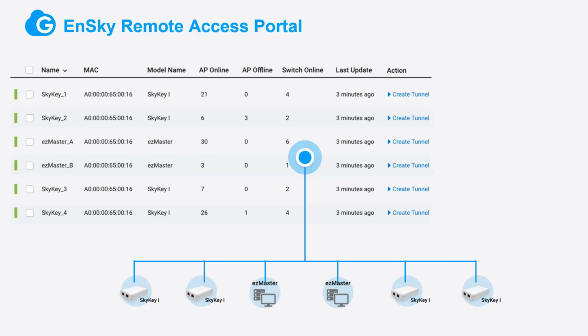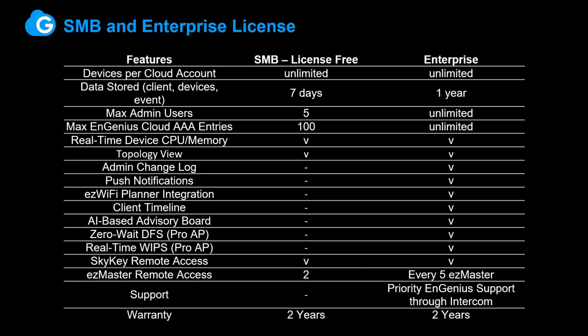And this is the status page, which allows you to see the number of SkyKeys that are registered and how many APs are connected to each individual SkyKey, and what the status of the AP is, be it online or offline. Here are the licenses for the cloud. For the APs, this is more for the SMB and enterprise licenses. For SMB, the data storage is only 7 days, whereas for enterprise, the data storage is 1 year. Admin users are a maximum of 5, and for enterprise it's unlimited. So this is a reference for you.